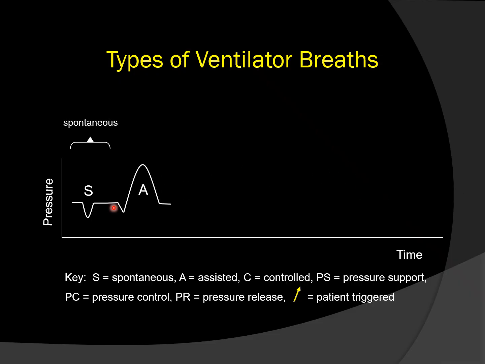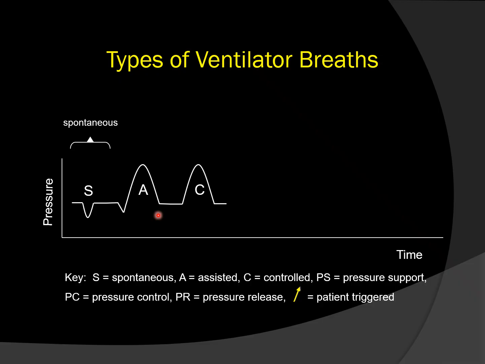Now, the next breath is an assisted breath. What happens with an assisted breath is the patient starts breathing spontaneously, but there is a trigger that recognizes the breath, and then the machine assists the patient by pushing the pressure in with positive pressure ventilation.